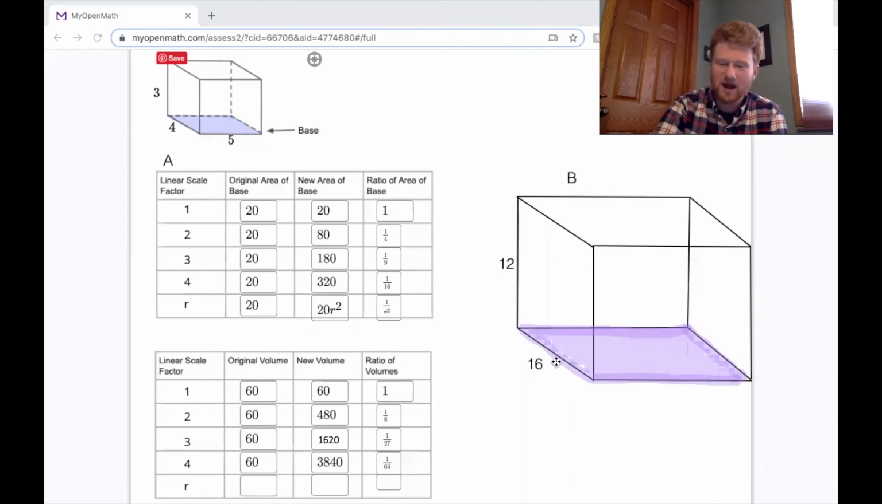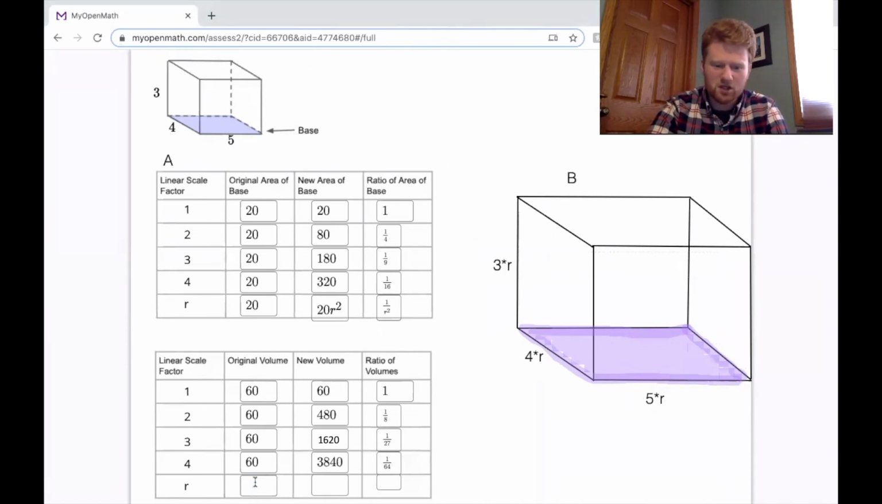I'm going to actually write it out this time so that we can get a sense of it, instead of just thinking about it based on the pattern. So if we had a linear scale factor of R, and again, R is just a variable to represent some number, well, our base, the length of it, would be 5 times R. Our width would be 4 times R. Our height would be 3 times R.